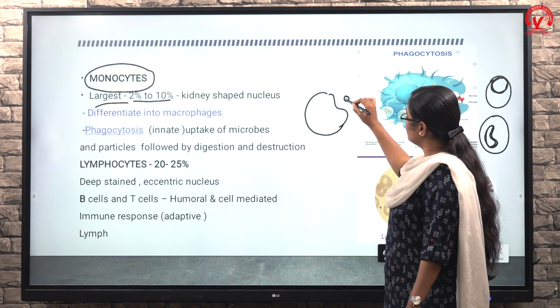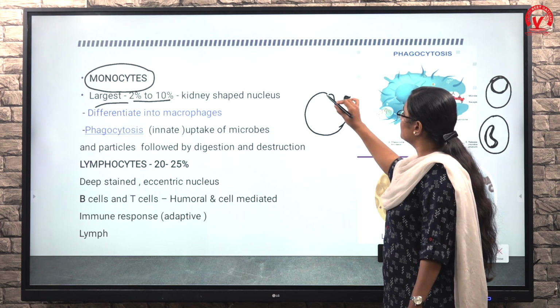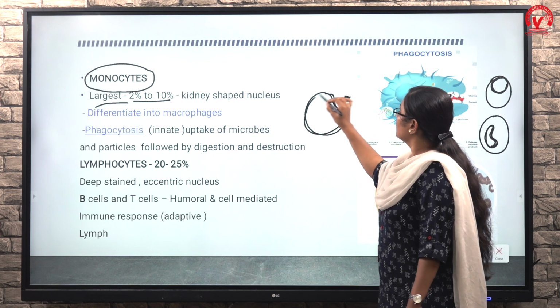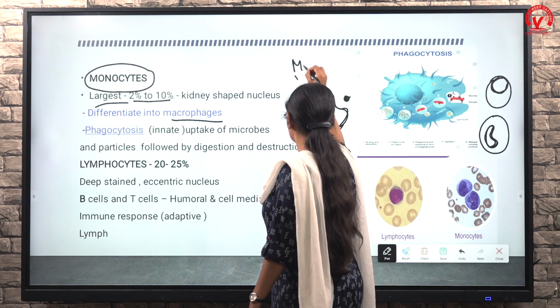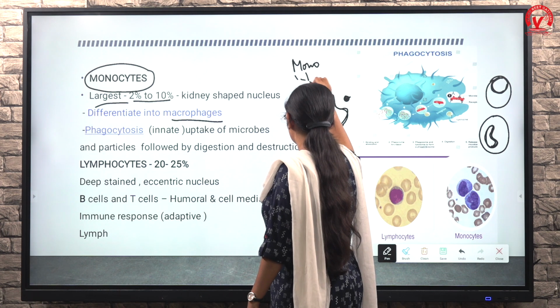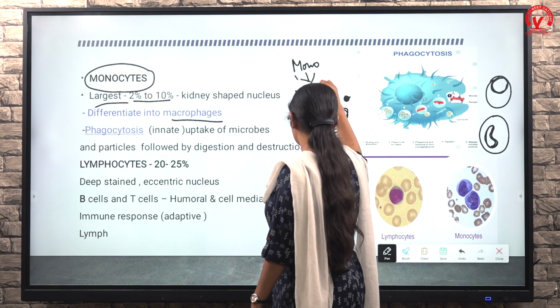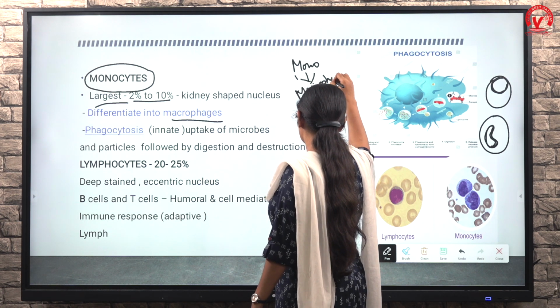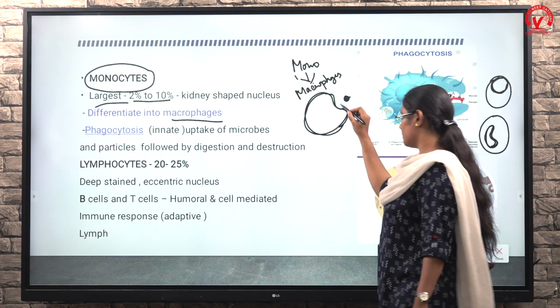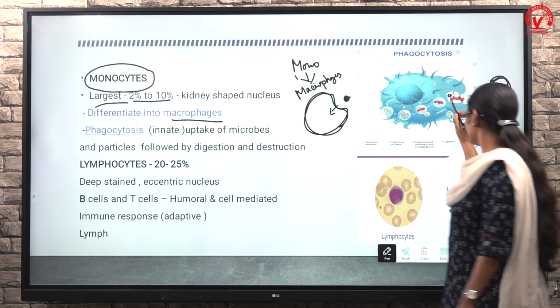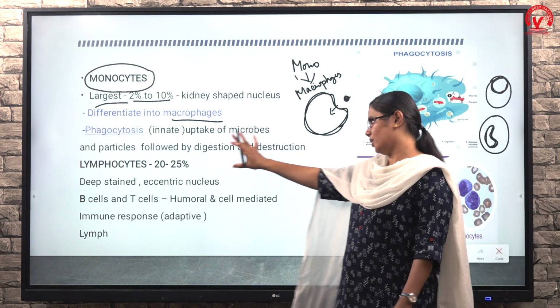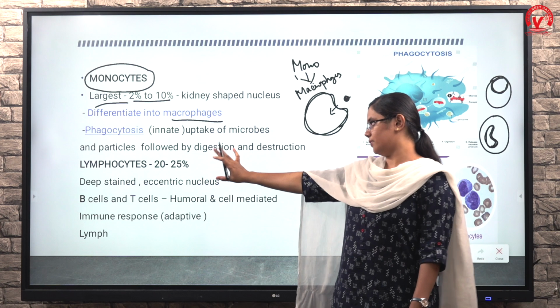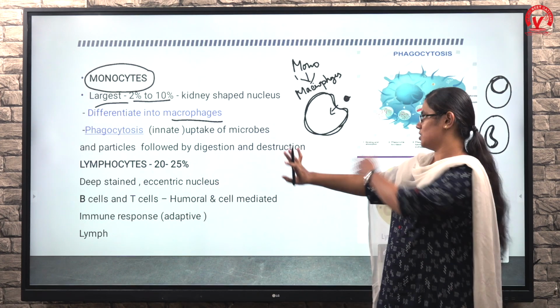So, in the diagram we can see the monocytes. This is a microbe entering the body. The phagocytes, the monocytes will get converted into macrophages, which in turn swallow the microbes and destroy them. So, this is the mechanism. Phagocytosis is uptake of the microbes and particles followed by digestion and destruction.